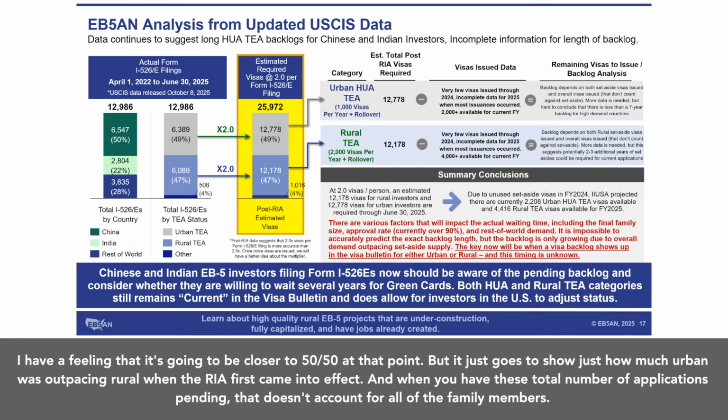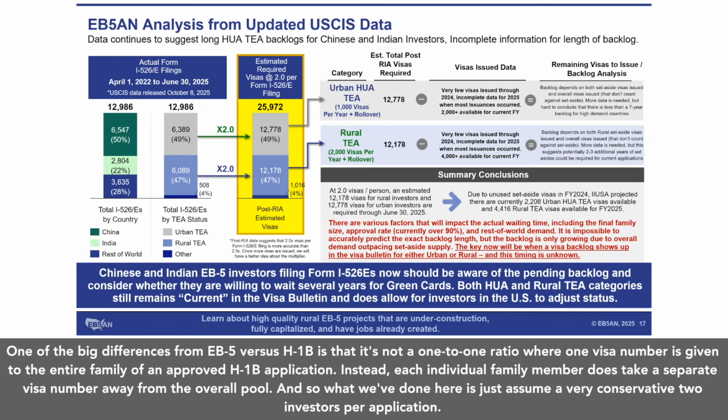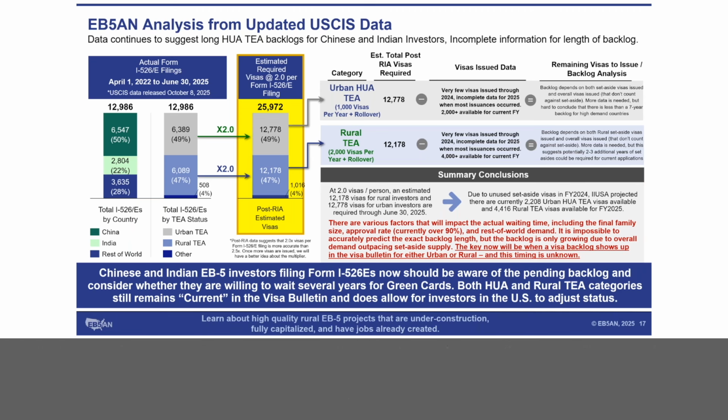And when you have this total number of applications pending, that doesn't account for all of the family members. One of the big differences of EB-5 versus something like H-1B is that it's not a one-to-one ratio where one visa number is given to the entire family of an approved H-1B application. Instead, each individual family member does take a separate visa number away from the overall pool. And so what we've done here is just assume a very conservative 2 investors per application.